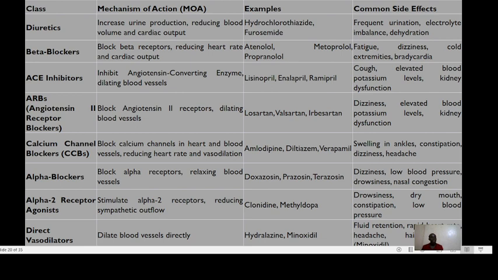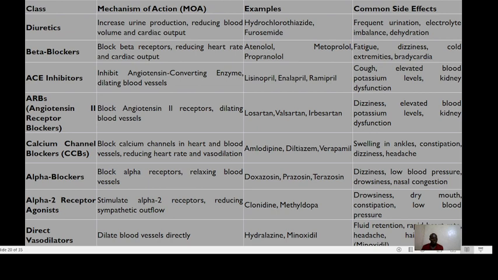Also have calcium channel blockers, okay. They block calcium channels in the heart and blood vessels, reducing heart rate and causing vasodilation. For example, we have amlodipine, diltiazem, verapamil. We also have alpha blockers. They block alpha receptors, relaxing blood vessels, like doxazosin, prazosin, terazosin. Alpha 2 receptor agonists. These stimulate alpha 2 receptors, reducing sympathetic outflow, like clonidine and methyldopa.